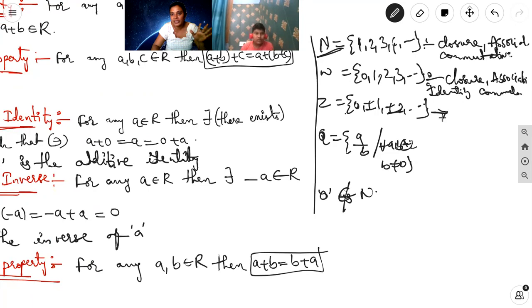Integer set satisfies all properties under addition. Here Q, the rational number set, also satisfies all the properties under addition.